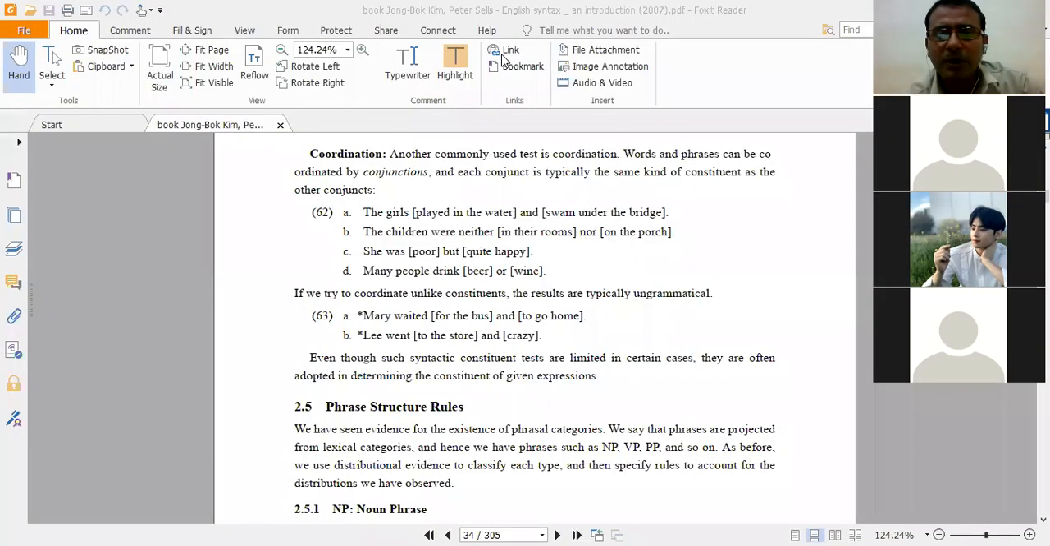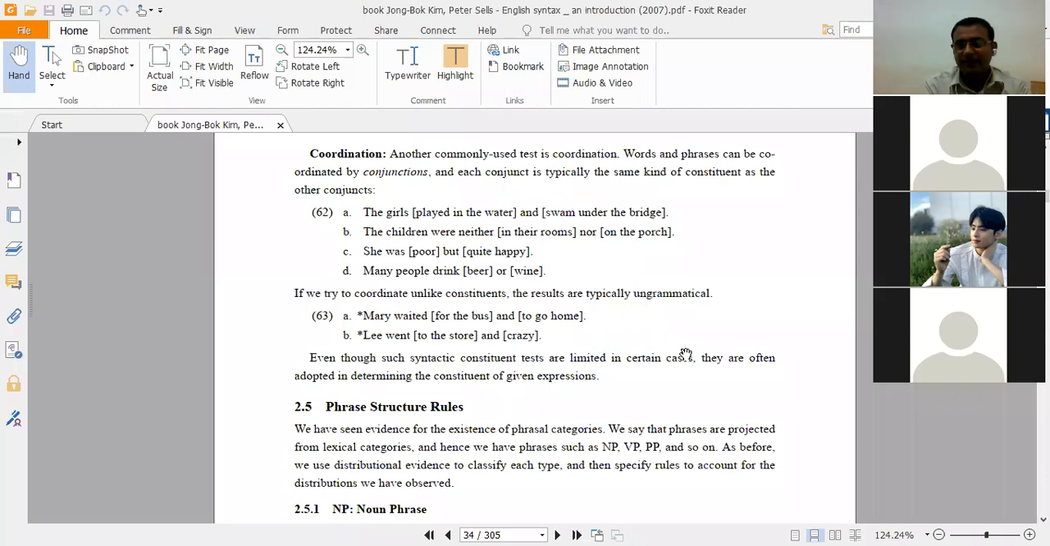Let's read. Coordination. Another commonly used test is coordination. Words and phrases can be coordinated by conjunctions. How can they be coordinated? Joined together by conjunctions. And each conjunct is typically the same kind of constituent as the other conjuncts. So conjuncts are also constituents.